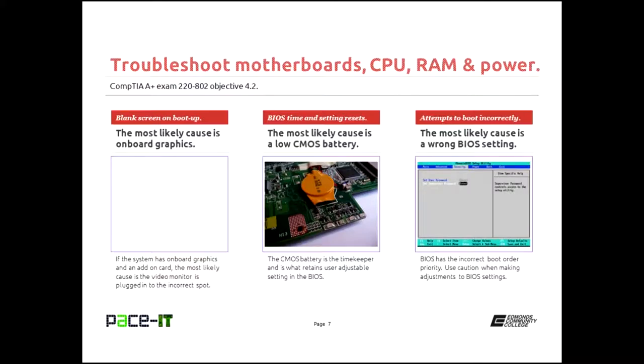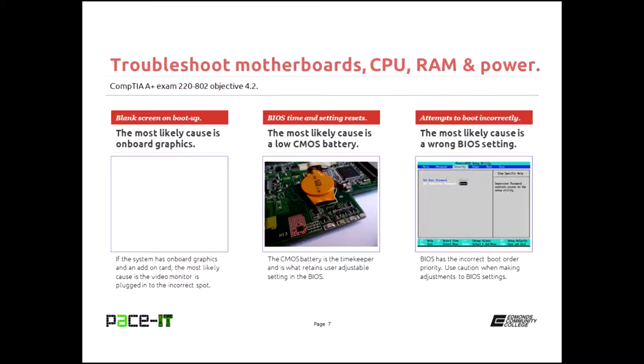Your BIOS time and settings keep resetting. You know, your date and time and whatnot keep resetting. Well, your most likely cause is that your CMOS battery is low on power. So your CMOS battery acts as your timekeeper, and it also keeps the custom settings in your BIOS, the settings that you change. So when it starts to run down on power, guess what? Those settings get lost because, like all memory, it needs some power to keep it, and a bad battery won't help you do that.